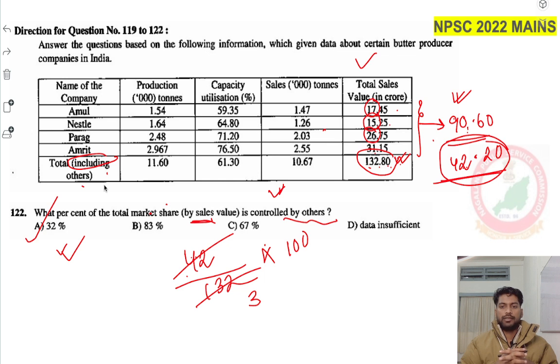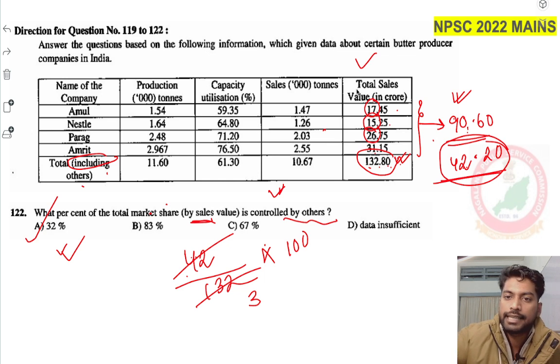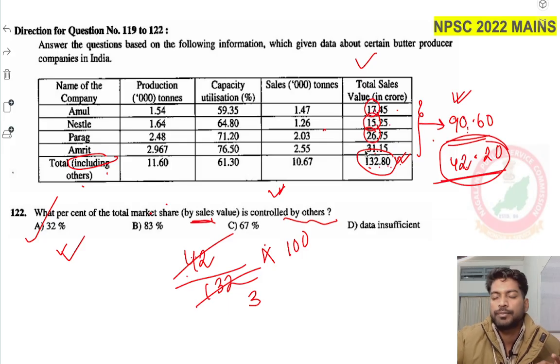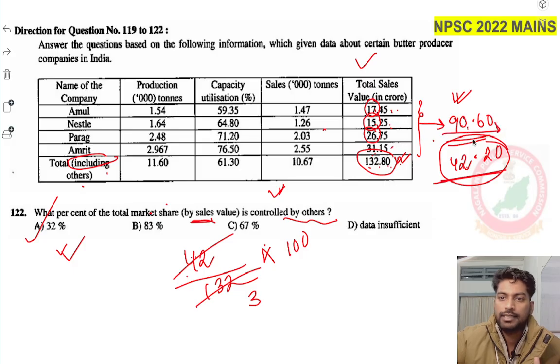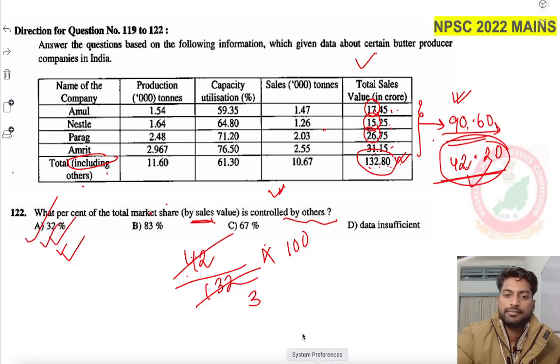Yes, I made a mistake here while calculating. 32 and 26, 58 and 31, that is 89. Yeah, 89 and 90 and 60, okay, minus, that is 42.20. Okay, yeah, I get 32 will be the right answer. Okay, let's go to the next question.